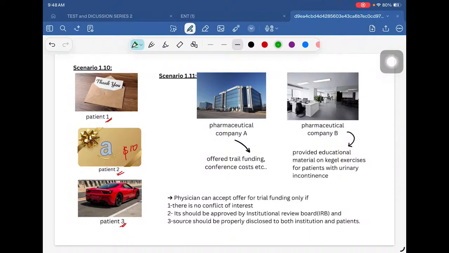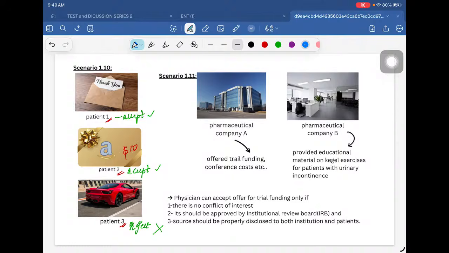Very good. Patient 1, we will accept the thank you note. Patient 2, the $10 Amazon gift card, you can also accept. It's not a very monetary gift. It's less than $15, not a very huge thing. They just brought it out of courtesy. Any hand woven woolen item or anything that they have made, or some $10, $5 thing like fruits, you can accept. Patient 3 who gave you the car, you don't accept it. You decline it politely and tell them that you're very happy that the patient recovered.